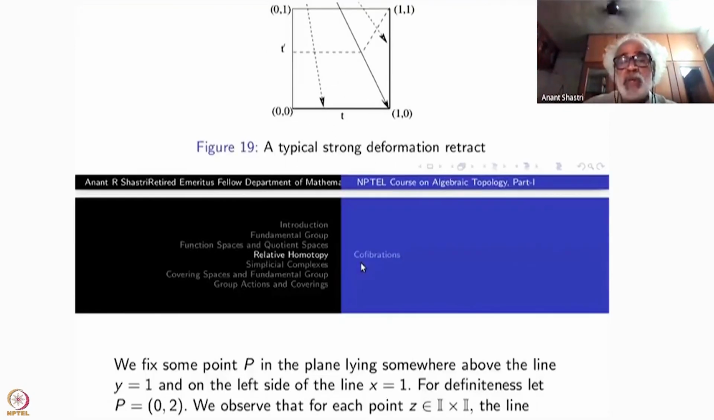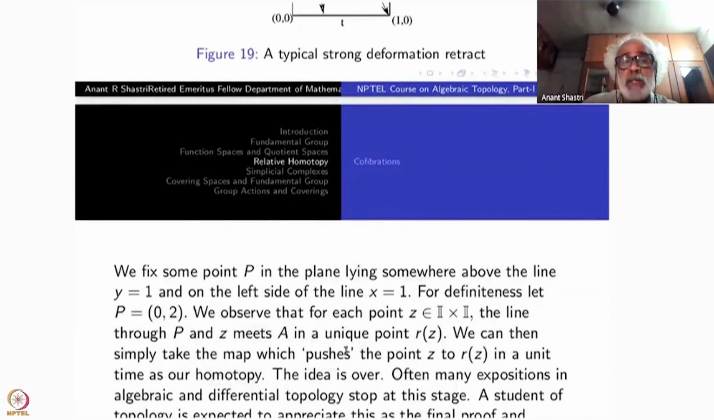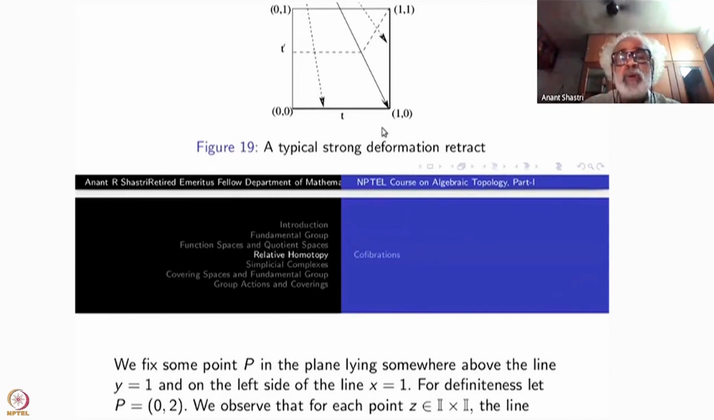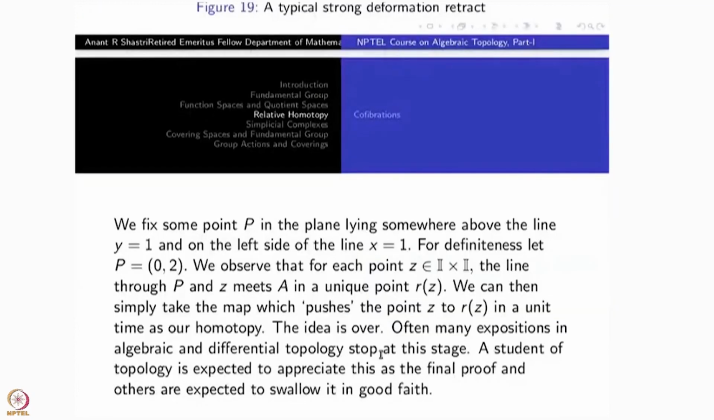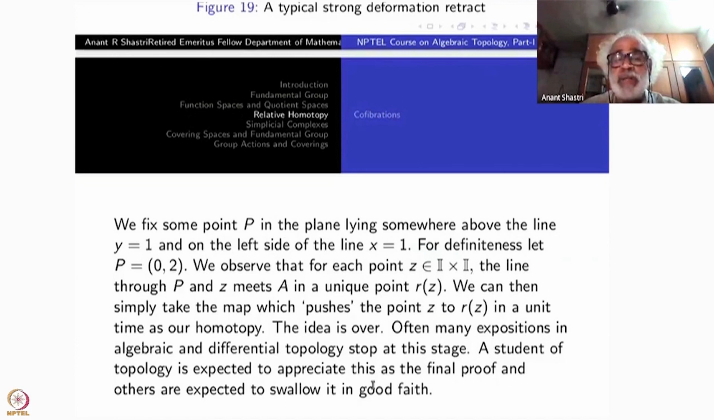Okay. So that's precisely what I have done here. The map pushes the point, arbitrary z, whatever z, to rz. rz is a retract at the end result here. Any z here comes to rz. The tip of the arrow will be the rz. Point here will come here. Point here will also come here. That is rz.